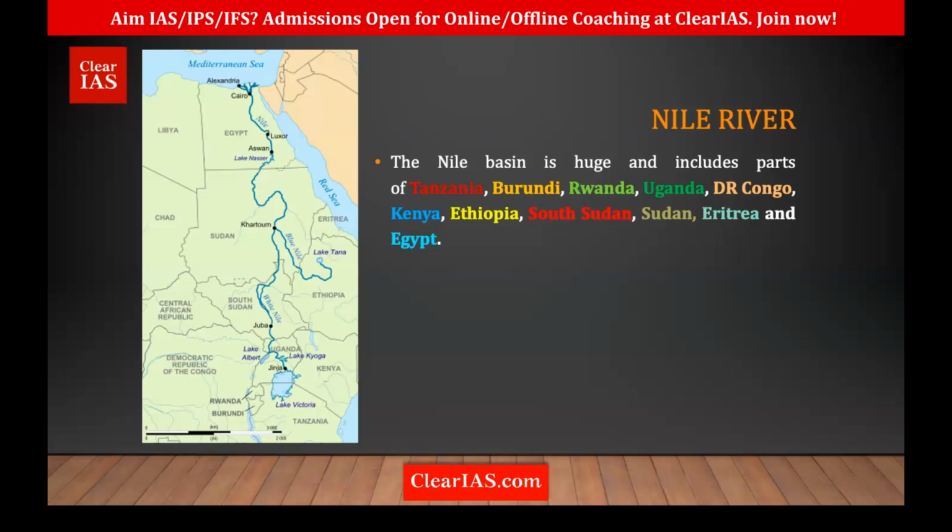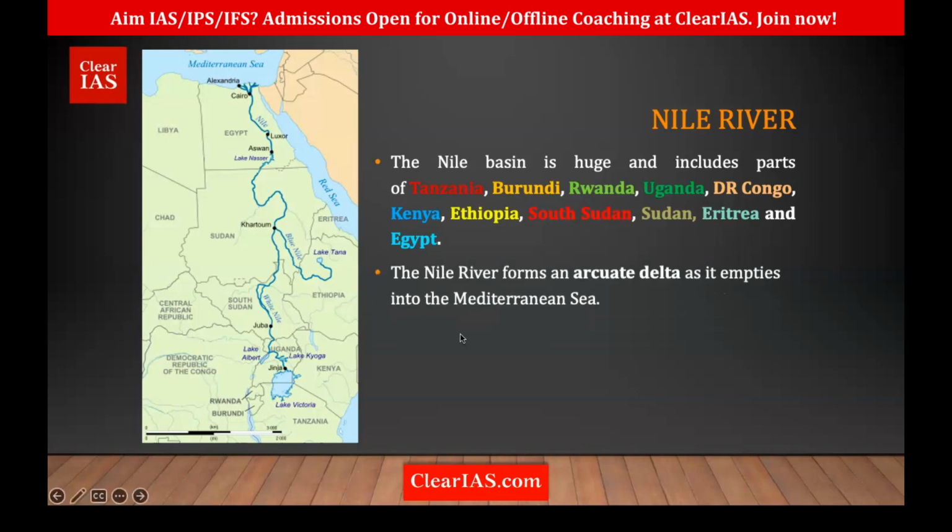So there are a total of 11 countries through which the Nile is flowing. Okay, so that is the Nile River. And yes, it is a fan-shaped delta, an arcuate delta. That is how the Nile empties into the Mediterranean. So deltas are very important, especially when you're studying for mains.